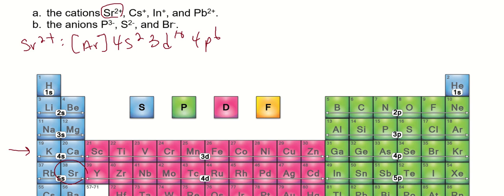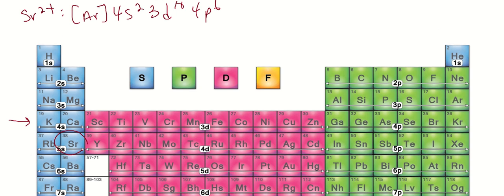Next up, cesium is a group 1 metal. So group 1 metals have 1 valence electron. It's going to want to lose that to become isoelectronic with its nearest noble gas. All right, cesium's way down here. It's going to lose 1 of its 55 electrons to have the same electron configuration as xenon.